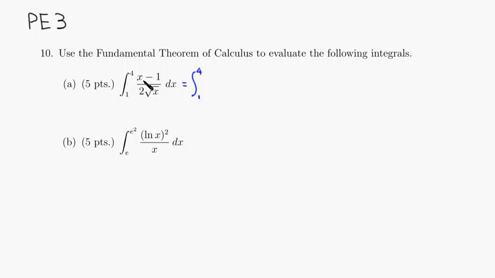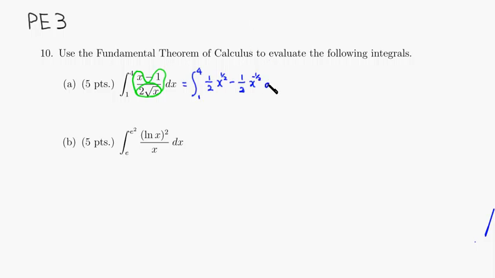I'm going to split that into this quotient right here: x over 2 square root of x, and a negative 1 over 2 square root of x. So you have 1/2. x divided by square root of x is square root of x, which is x to the 1/2 power. Then you have negative 1/2, still there. Then 1 over square root of x is x to the negative 1/2 power.